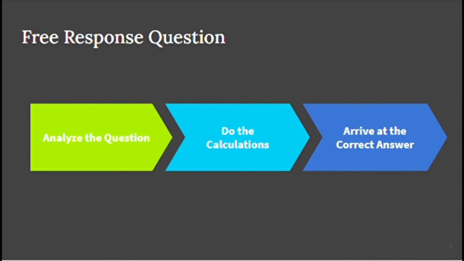Next, they're looking for you to be able to do the calculations, do them right, set up the problem correctly, know what you're supposed to do with that situation. And then finally, the third part is they're looking for you to get it right. They're looking for you to give them the right answer. It's important on the free response that you do all three of these things. They're looking for your ability to analyze the question as well as get the correct answer, as opposed to multiple choice where it's just getting the correct answer.